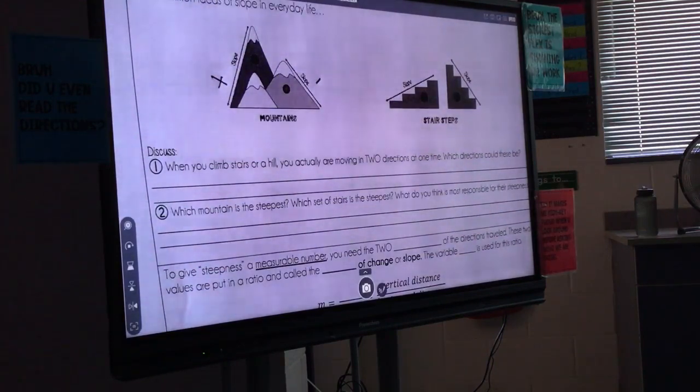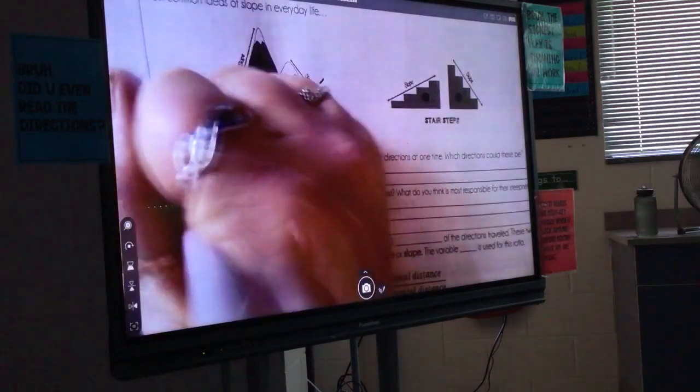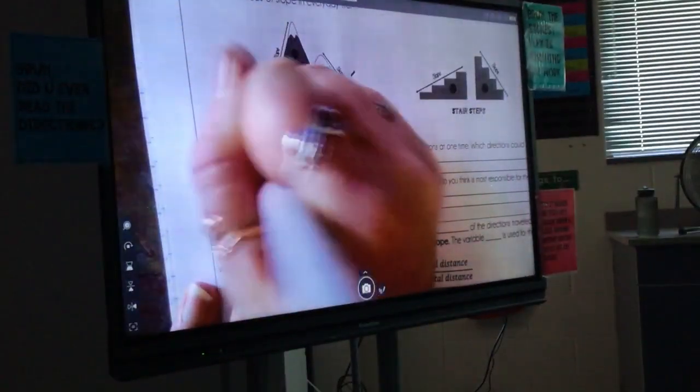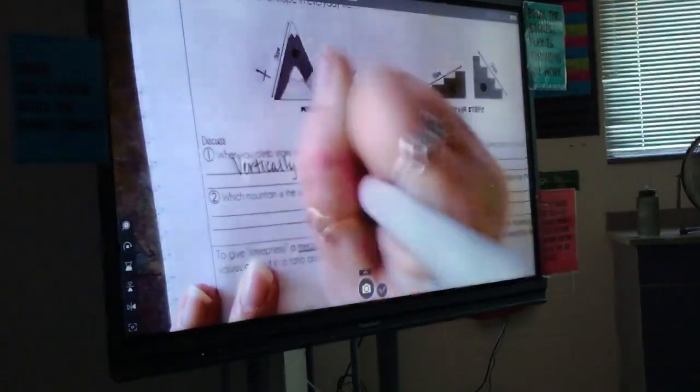Okay, I really like your second word, horizontal. So we're moving horizontally, right? What is the other word that we've been using a lot? So horizontally and, Ben? Vertically. So I'm not going to write full sentences right here, just vertically and horizontally.